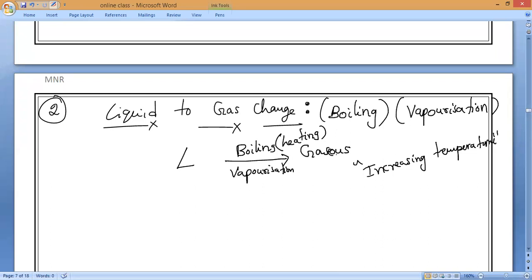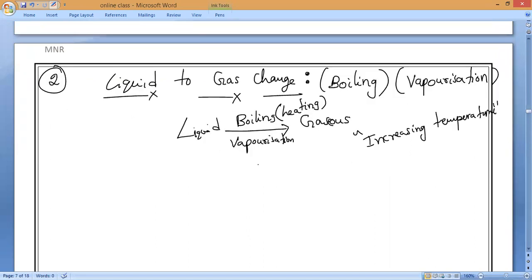So converting liquid to gaseous is heating only. So is it a rise in temperature or a fall in temperature? Rise in temperature. Now the process of converting liquid to gases by heating is what we call boiling or vaporization.